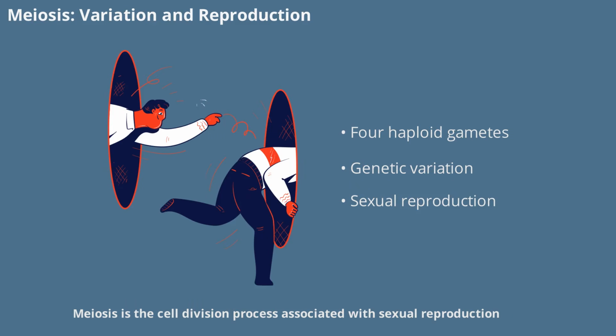Meiosis is the cell division process associated with sexual reproduction. Unlike mitosis, meiosis produces 4 haploid gametes, each containing half the genetic information of the parent cell. This process introduces genetic variation, as the daughter cells are different from each other and the parent. Meiosis is crucial for diversity in populations, enabling adaptation and evolution.